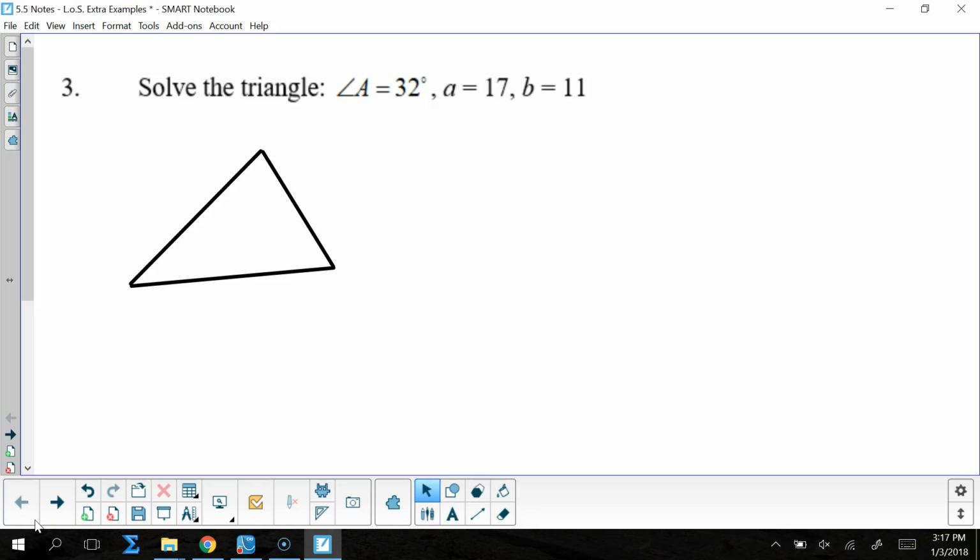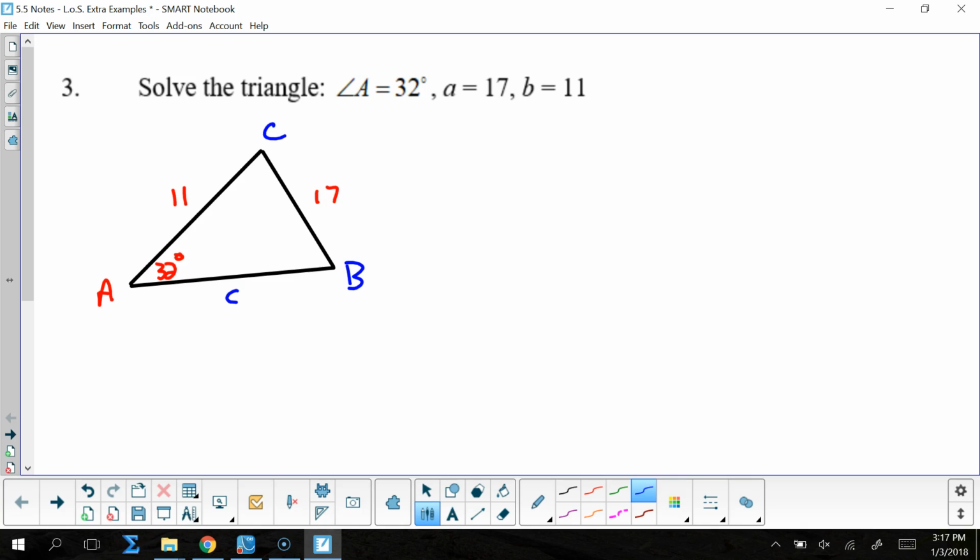All right, so law of sines extra example number 1 is actually number 3 on the back side of your worksheet. Here we've got angle A, we'll call it 32 degrees. We've got side A, which is 17, and if I say that this is B and that is C, then side B would be 11. So I need to find angle B and angle C and side C.